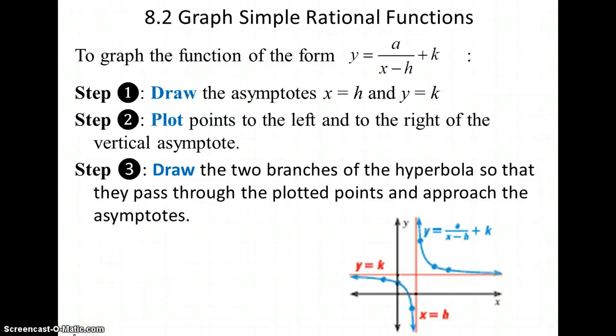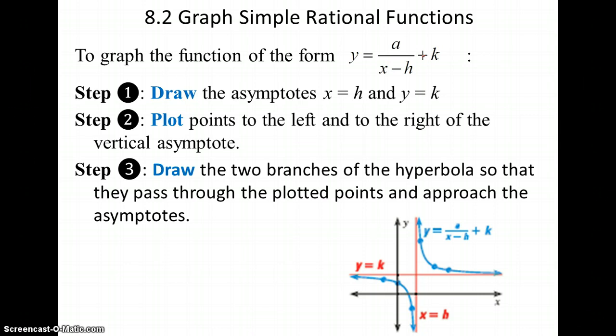Today we're going to be graphing simple rational functions, which is section 8.2. We know that a rational function is in the form y is equal to a over x minus h plus k. Ms. Fitz, why don't you talk about the steps to graph the asymptotes?